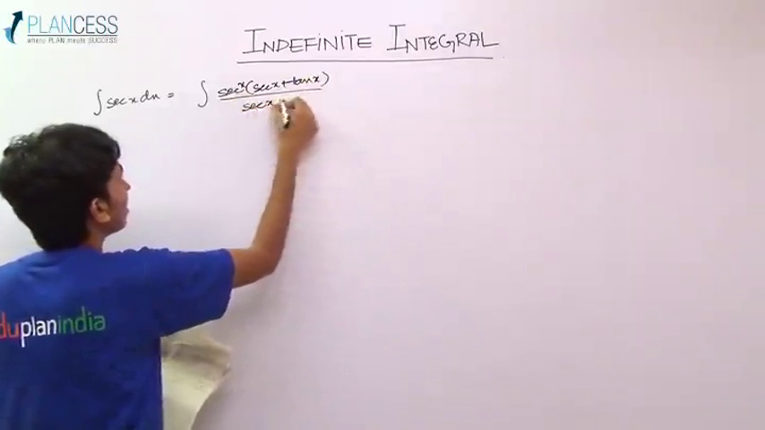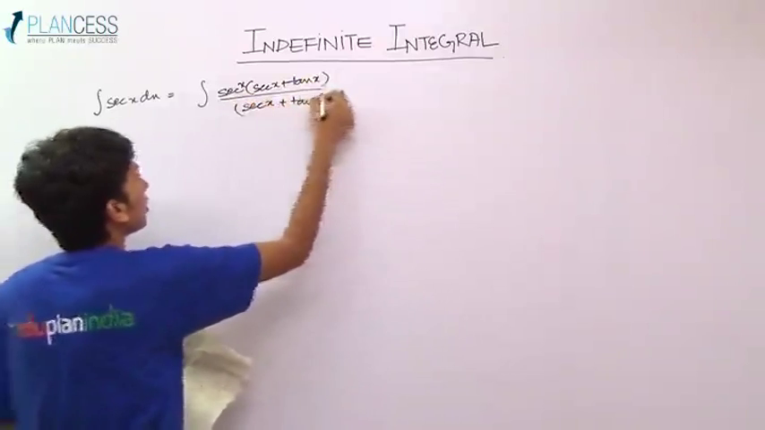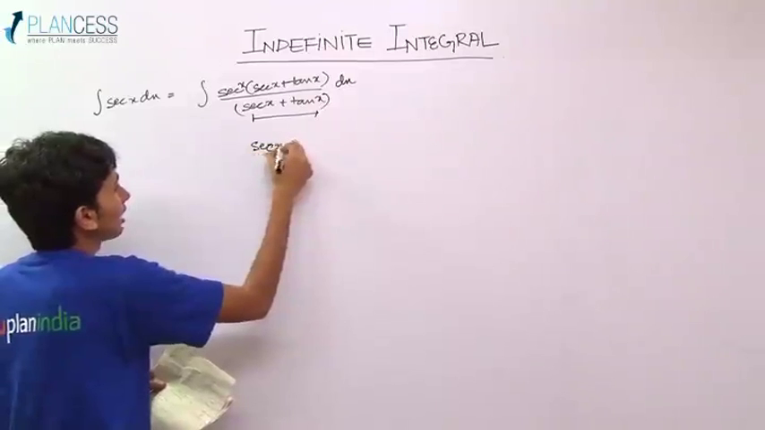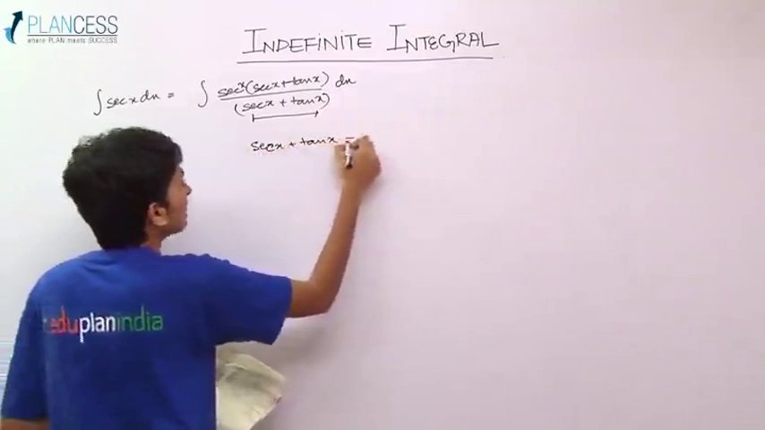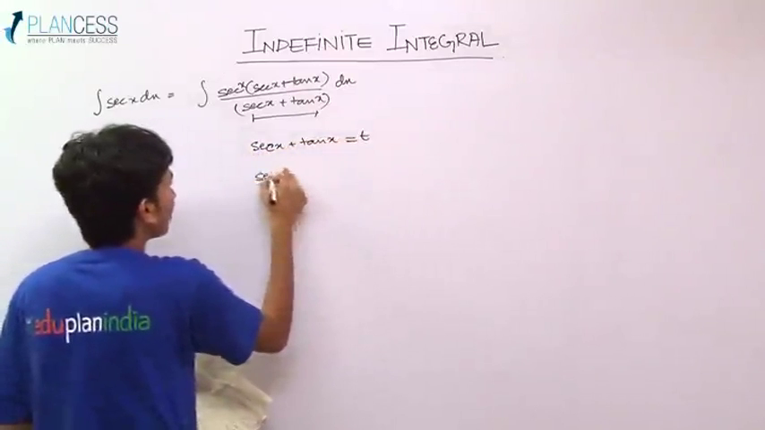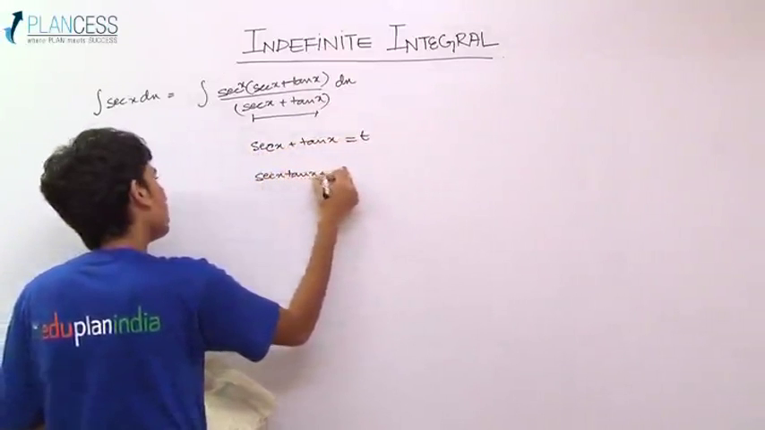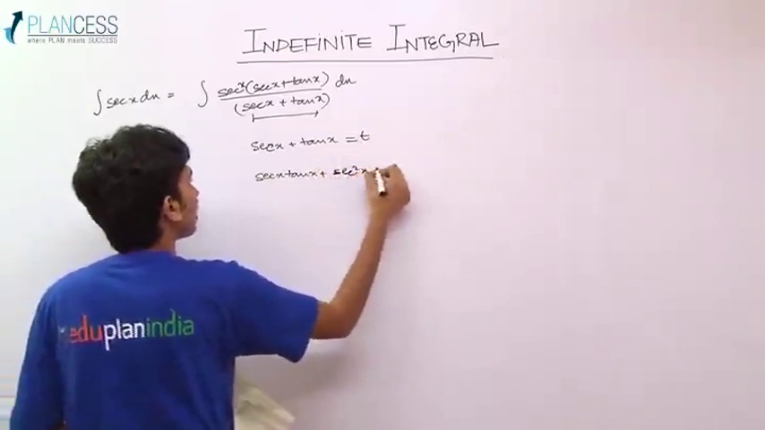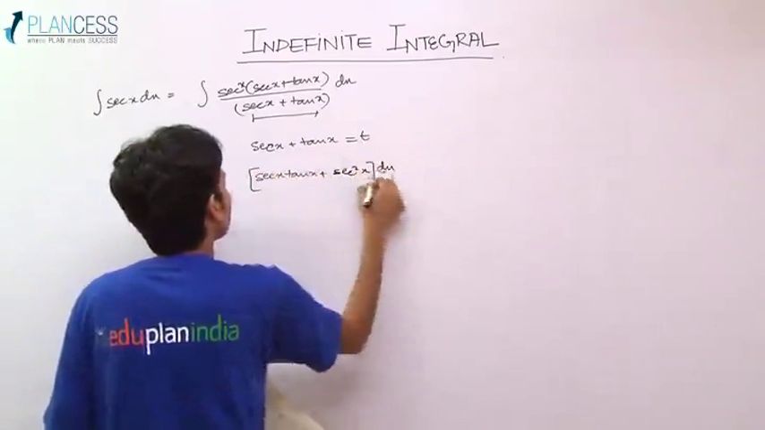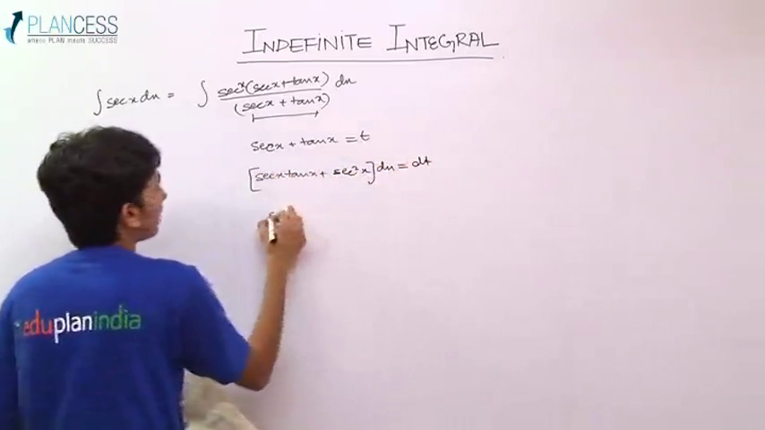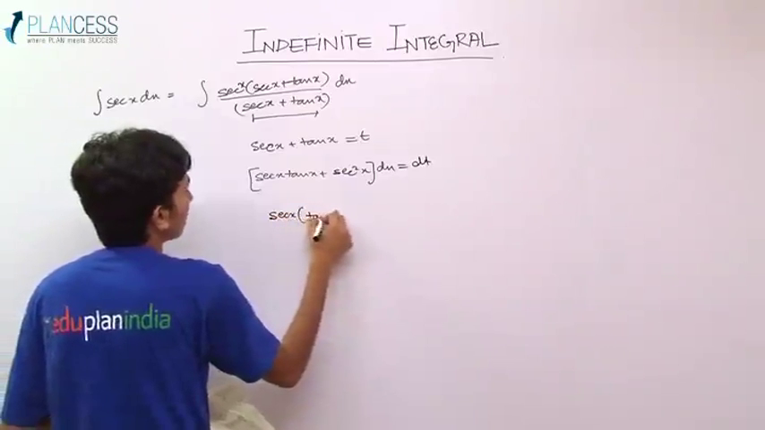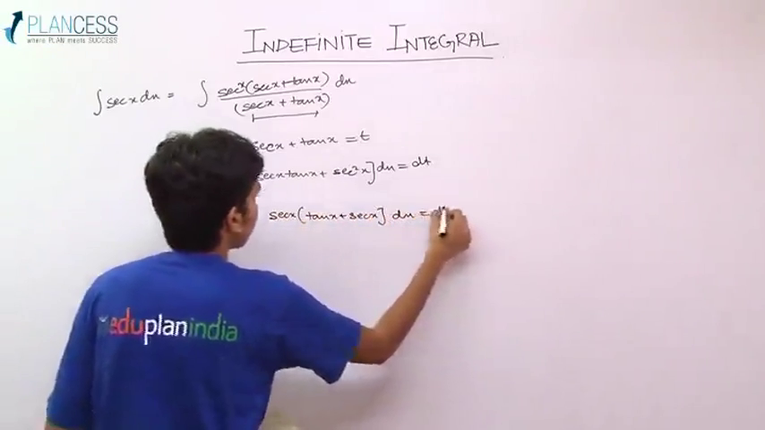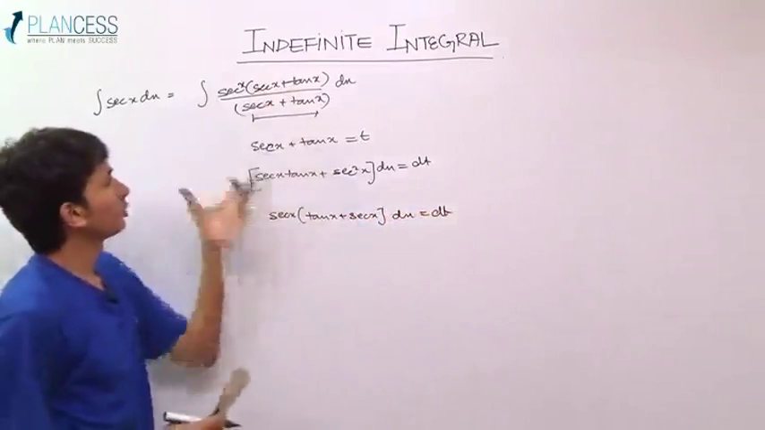Okay, you'll see in a minute why this is helpful. Now, if I assume sec x plus tan x to be t, then differentiating this, I'll get sec x tan x plus sec square x dx is equal to dt. Taking sec x common, sec x (tan x plus sec x) dx is equal to dt. So this is precisely the term that is present in the numerator.